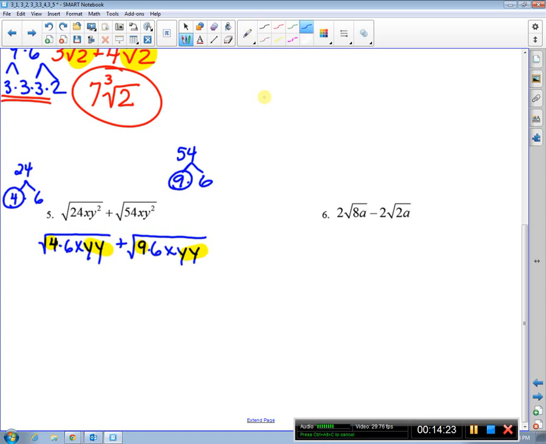So we have 2 coming out, y coming out, square root of 6x plus 3y square root of 6x. So altogether, 5y, 2y plus 3y, radical 6x.